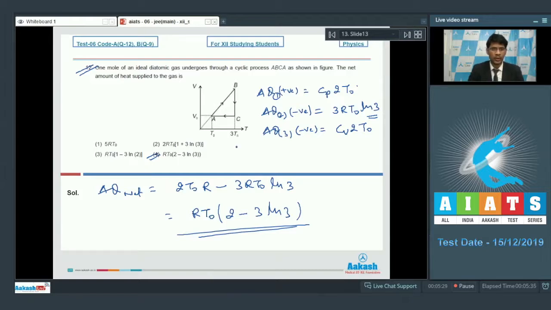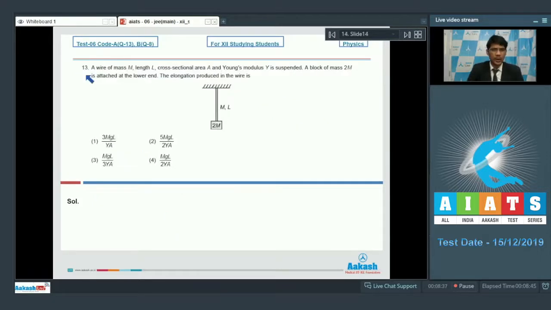Now let's proceed to question number 13. Here in question number 13, a wire of mass m, length L, cross-sectional area A and Young's modulus Y is suspended. A block of mass 2m is attached at the lower end. The elongation produced in the wire is.